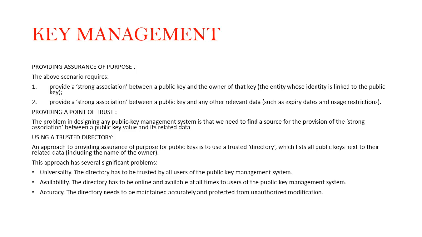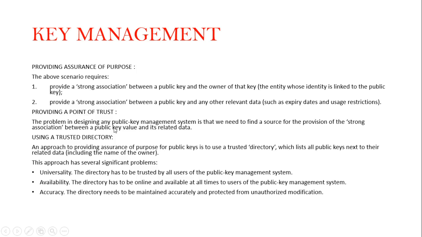Second, a strong association between the public key and any other relevant data which is actually required for encryption, such as expiry dates and usage restrictions. So the next point is providing a point of trust. The first one we discussed was purpose, in the sense that we need to provide a relationship between key and owners. And the second one is providing a point of trust.